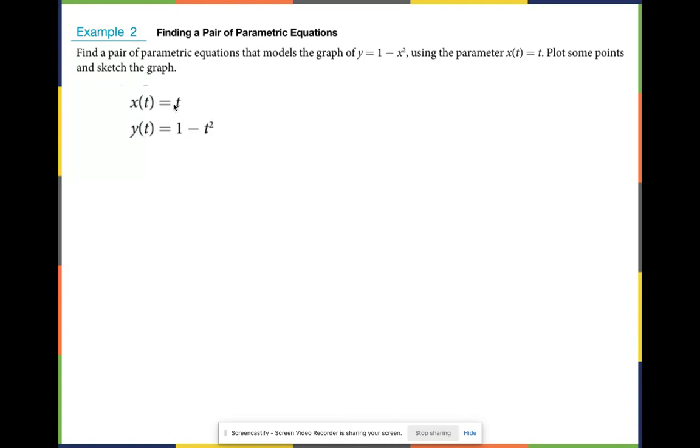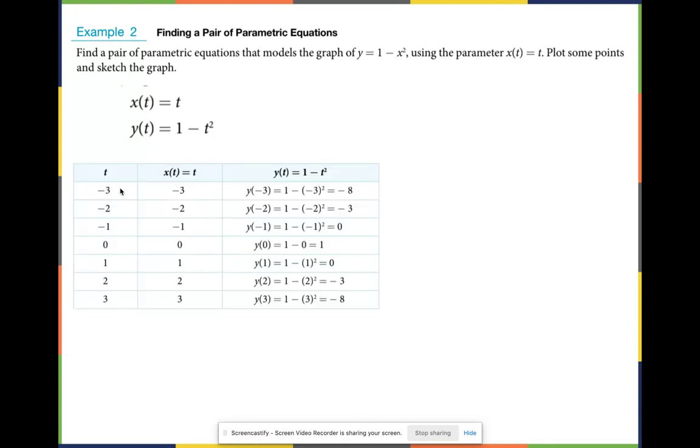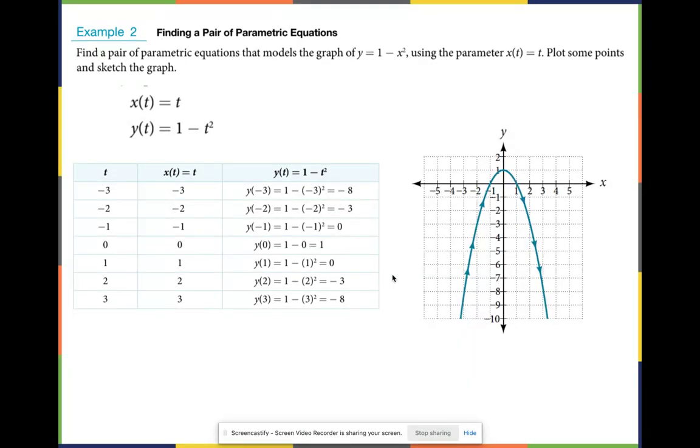So if this is our x equation, for our y equation we're just going to say, everywhere there's an x, I'm going to put in a t, and I'm going to get 1 minus t squared. Okay, so those are my two equations. And I'm going to do a similar thing. I'm going to make a table. So here are my different t values, here are my x of t values, and here are my y of t values. And then I can plot them.